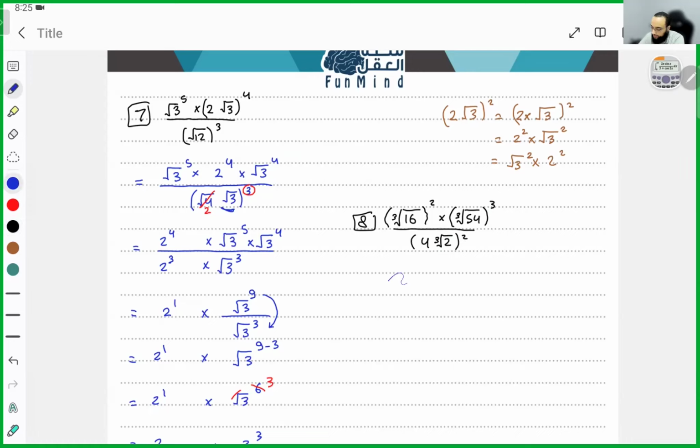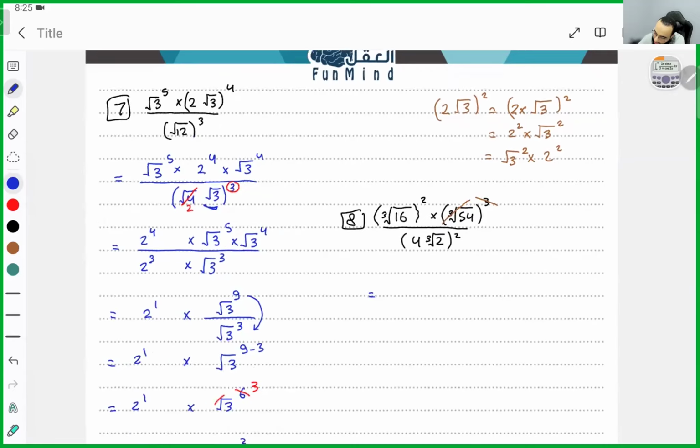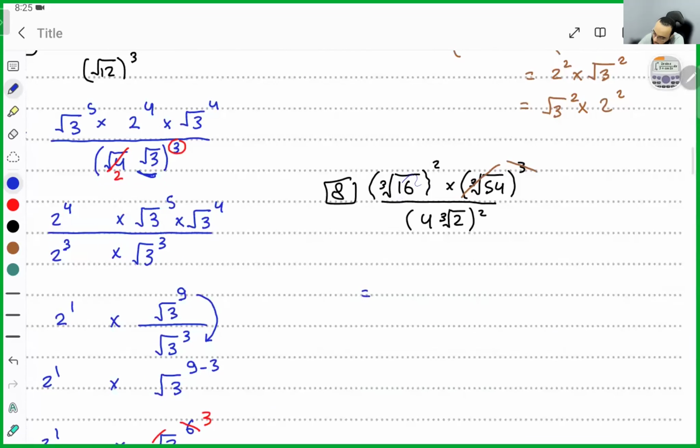Okay. What's the first step? So right now, we cannot delete the cubic root with the second power. Only we can do that with the cubic root with the third power. If it is root 16 only without cubic root, we can delete them. Okay? So right now, cubic root 16, you can write it as cubic root 8, cubic root 2. Correct? Times 54.